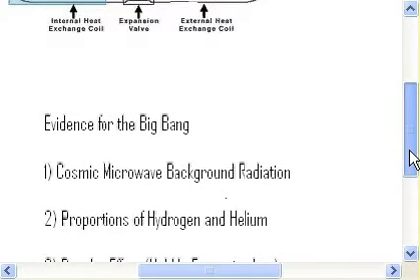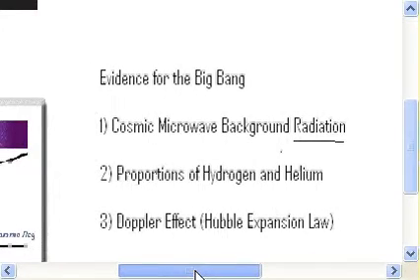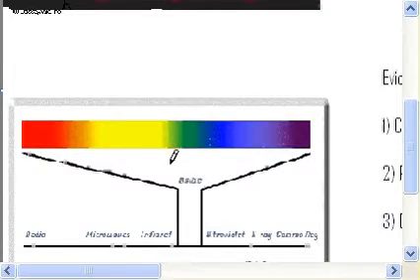So, first evidence for the Big Bang is this cosmic microwave background radiation. So to understand this, first we have to understand what is radiation. Radiation is light. But light is not what you think it is. When you have thought of light in the past, you've probably thought of the colors of the visible spectrum: red, orange, yellow, green, blue, indigo, and violet. Roy G. Biv, you might remember. But that is only visible light.